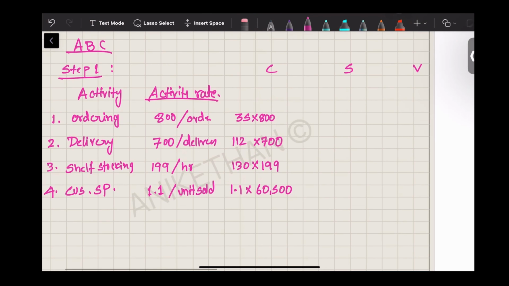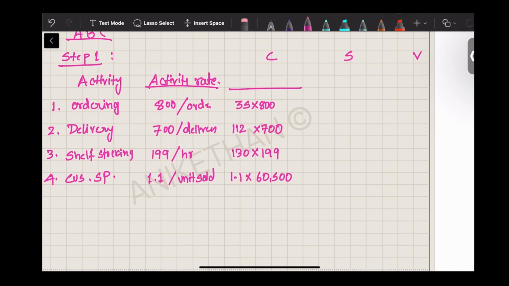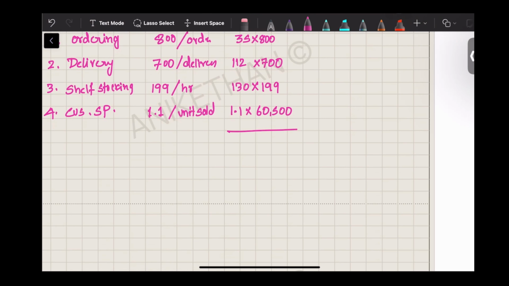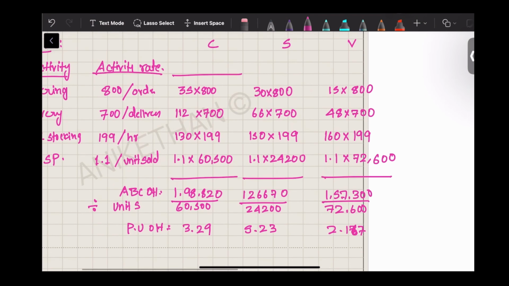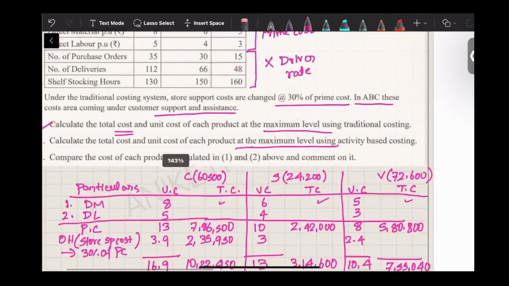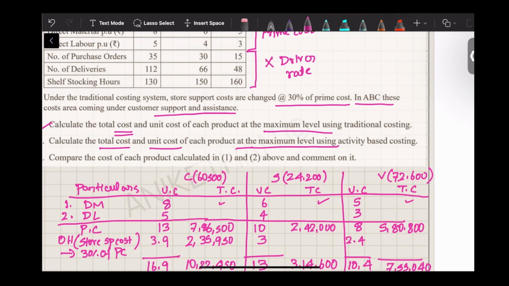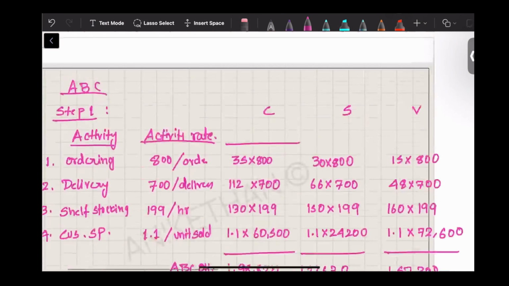And after calculating the total cost, I will divide it by the number of units to arrive at per unit cost of overhead for these products. So the total ABC overhead for cocoa is 1,98,820 divided by 60,500 units. I will get per unit overhead of 3.29. In the same way, I will calculate for the others. I have calculated and got 5.23 per unit for strawberry. Now I can compare with the traditional. So my part B of the question is over.